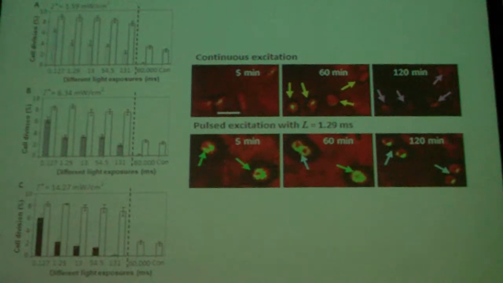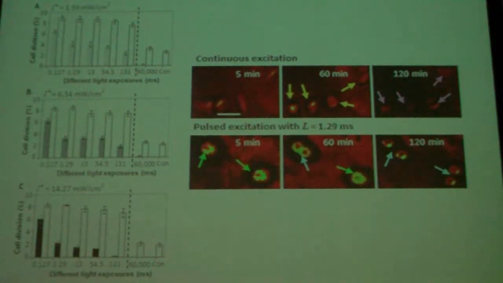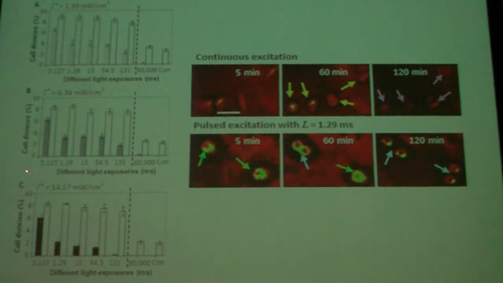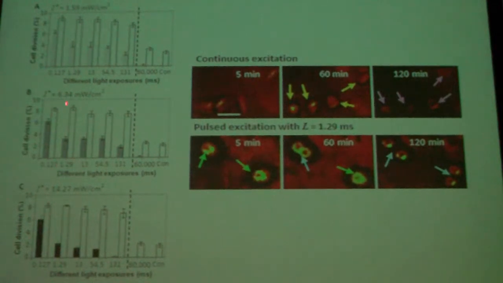Now, what we did was to measure the percentages of the cell deaths due to different excitation protocols. As you see from the histograms, we first measured the amounts of cell division and healthy cells to find out how the excitation protocol can affect the health of the cancer cells.